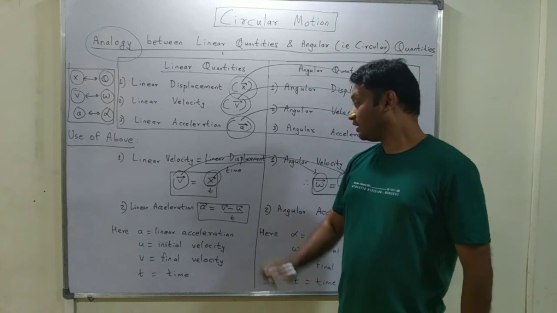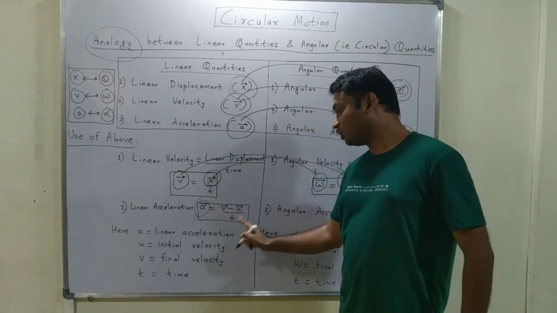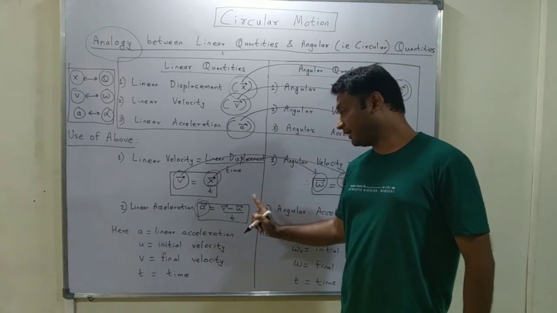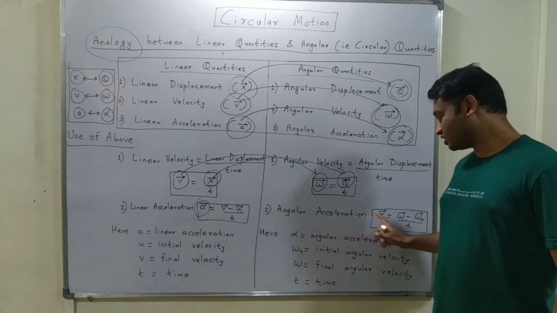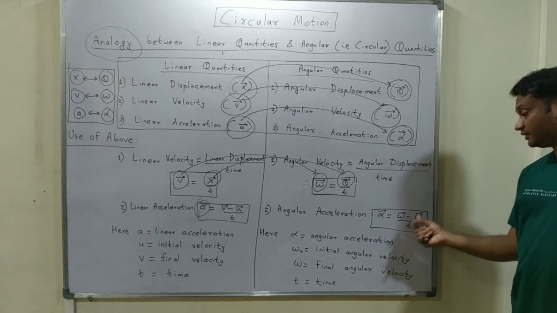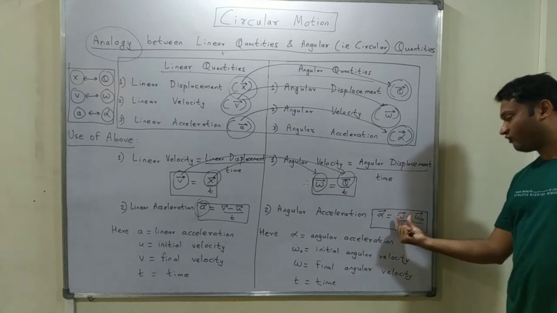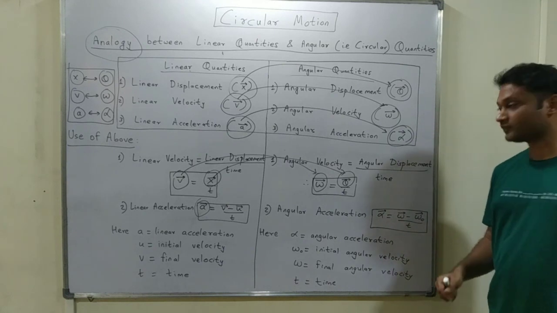कमिंग टू द नेक्स्ट क्वांटिटी, लीनियर एक्सेलरेशन। लीनियर एक्सेलरेशन a, इसका फॉर्मूला हमें पता ही है, चेंज इन वेलोसिटी अपॉन टाइम। फाइनल वेलोसिटी माइनस इनिशियल वेलोसिटी अपॉन टाइम। सिमिलरली एंगुलर एक्सेलरेशन अल्फा becomes change in angular velocity upon time. That is alpha equals final angular velocity minus initial angular velocity upon time.